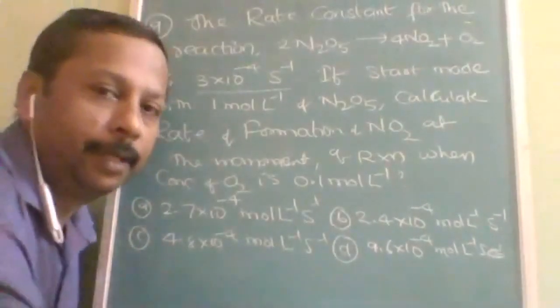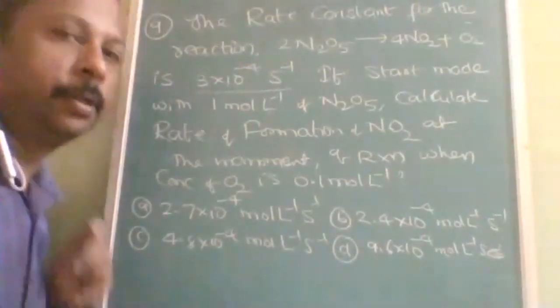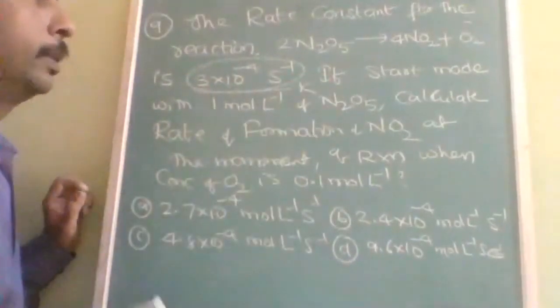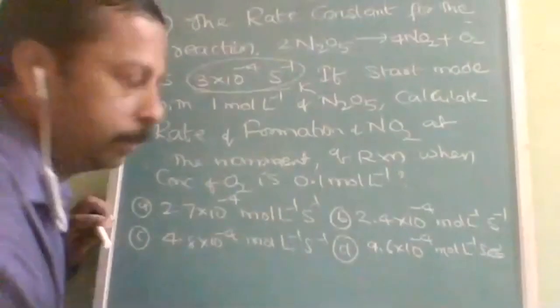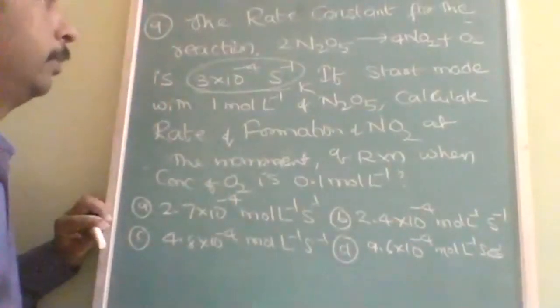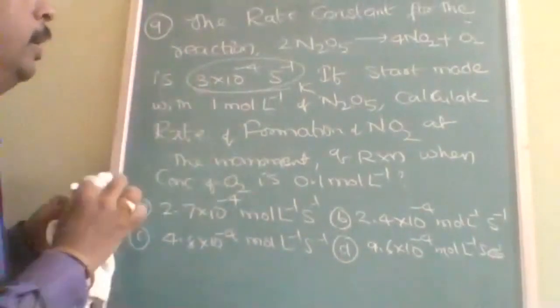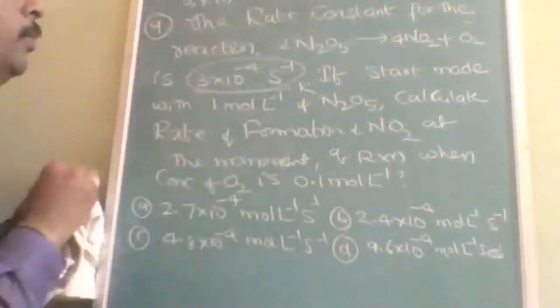Okay, now I will explain here. I will give you a hint if you are not able to do this. The rate constant is this one. This is K. Okay, if we start with 1 mole of N2O5, with your permission, I will erase this and write this value: 3 into 10 to the power of minus 4 for K.